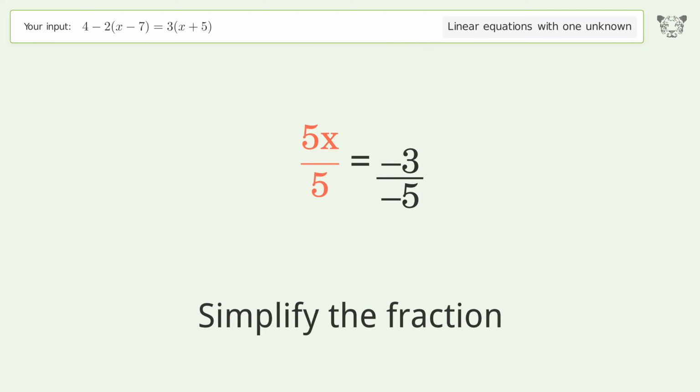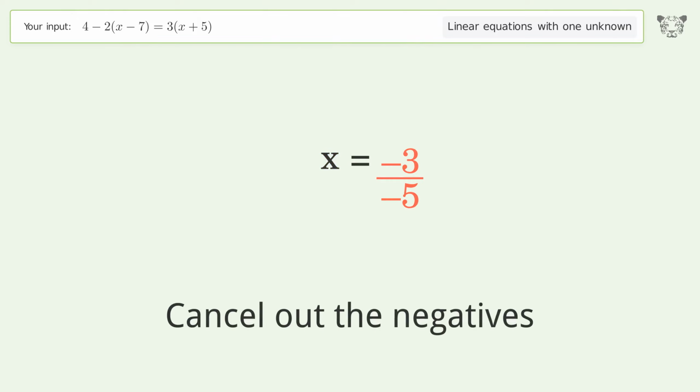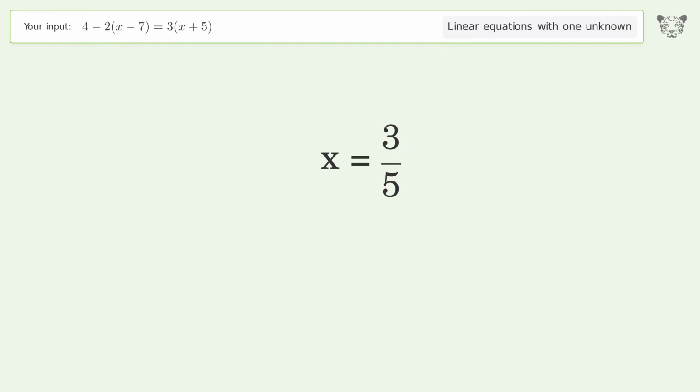Simplify the fraction. Cancel out the negatives. And so the final result is x equals 3/5.